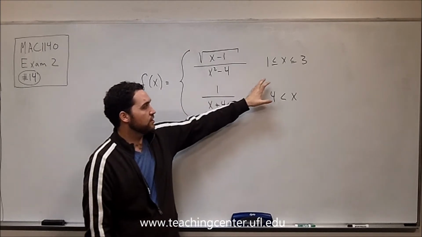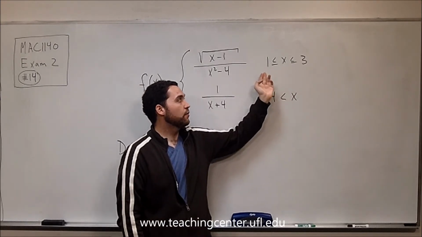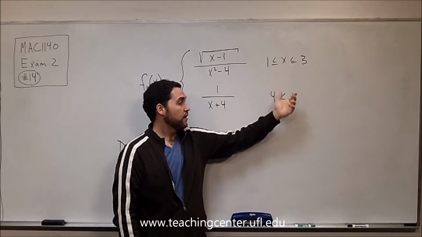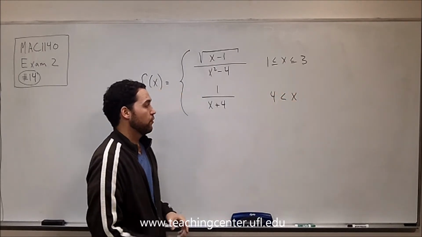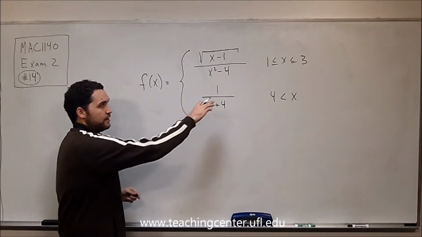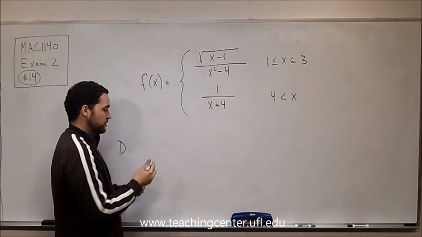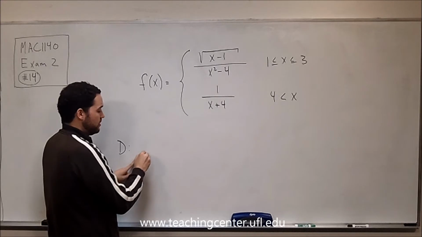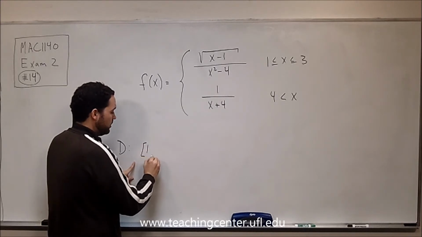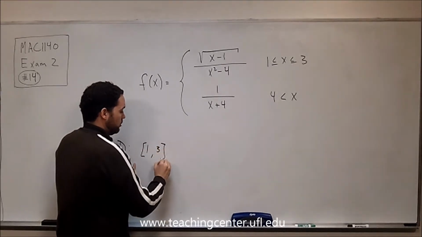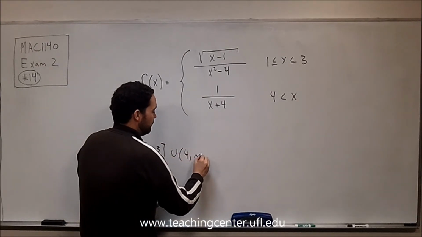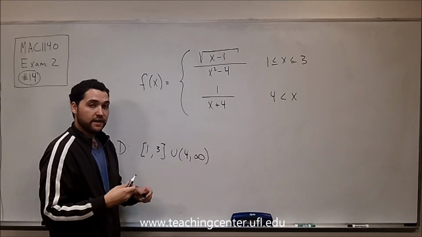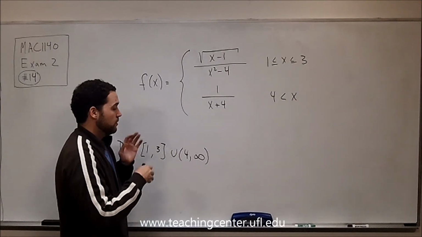So if we look at this, we can see that x exists between 1 and 3, inclusive, and then when x is greater than 4, not including 4. So just by looking at the domain of the piecewise function, you would say that this was going to be [1, 3] union (4, infinity). But now that's not our final answer. I mean, that's just getting us part of the way there.